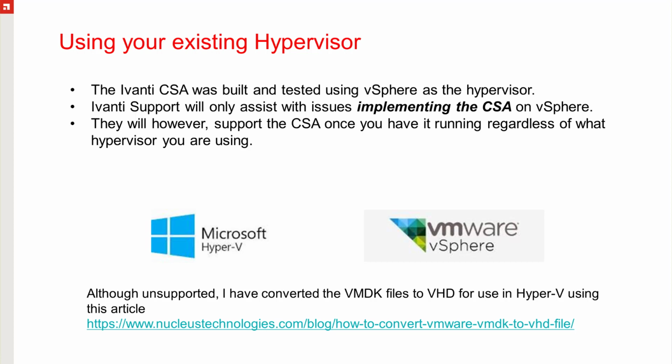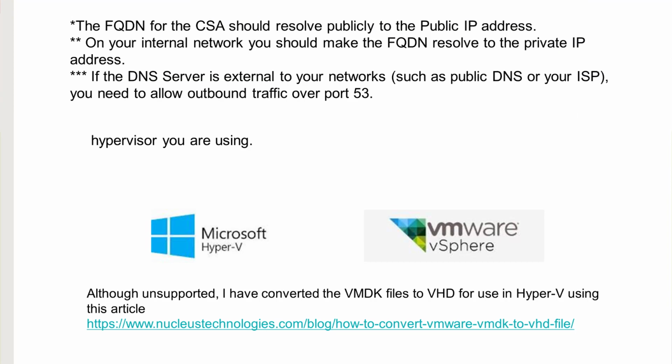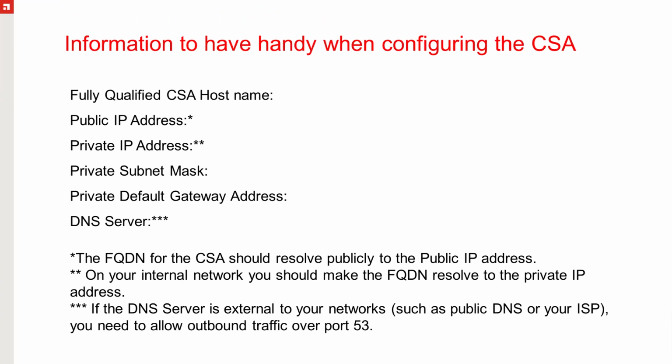Some things you should have ready in advance. Remember, we need a fully qualified domain name, a host name that the CSA will be using. So, for example, for me, it will be mycsa.vantosi.com. The public IP address that fully qualified host name resolves to. To actually configure the CSA itself, we'll want the private IP address, subnet mask, default gateway, and the DNS server.